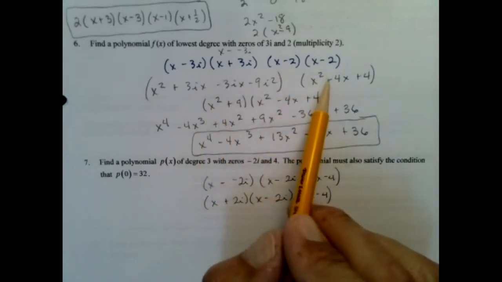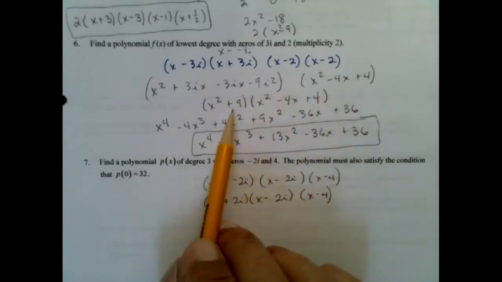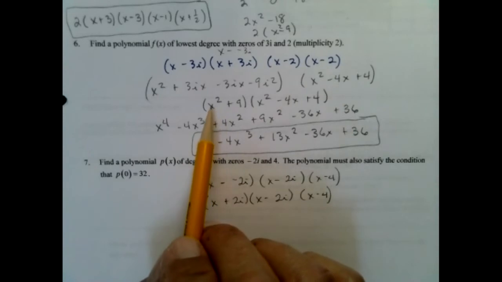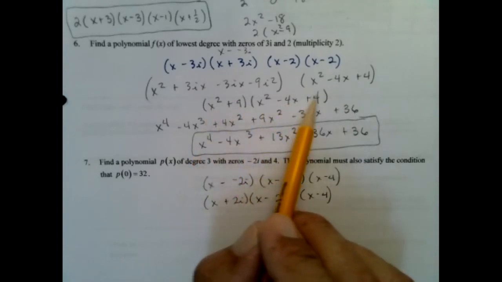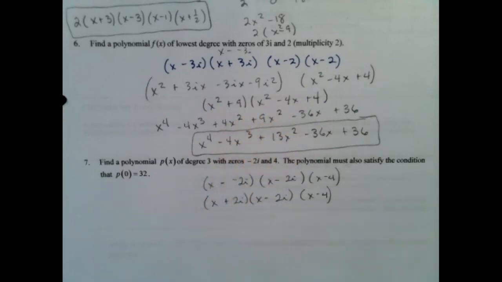These two you've done a million times. X squared minus 4x plus 4. So now I'm going to double distribute. I have two things here that I want to distribute to there. So I take x squared times each of these and 9 times each of these. Combining like terms, I get a final answer of x to the 4th minus 4x cubed plus 13x squared minus 36x plus 36.